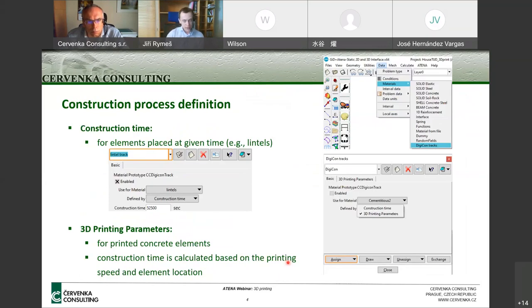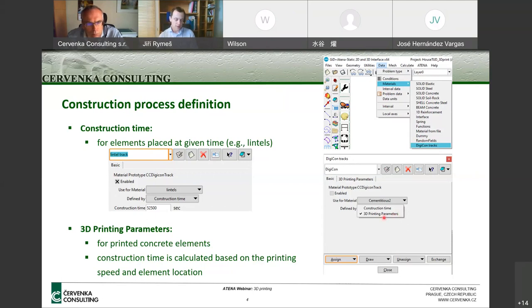Next, an important thing is to define the details of the construction process, mainly the details about the printing trajectory or about the time when the elements are activated. For this, there are currently two options. Either you can directly specify the time when the element is activating by explicitly defining the construction time. This option is available when you go to data, materials, and open the Digicon tags. Then this kind of window shows up, and you can either choose by defining directly the constant time or by 3D printing parameter.